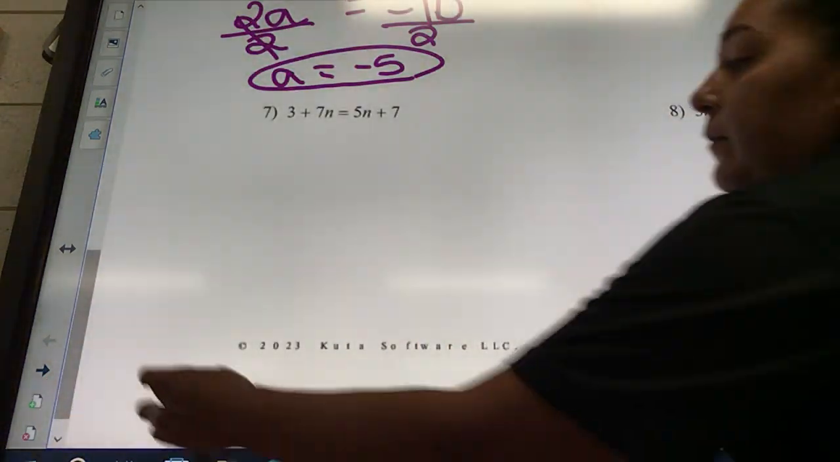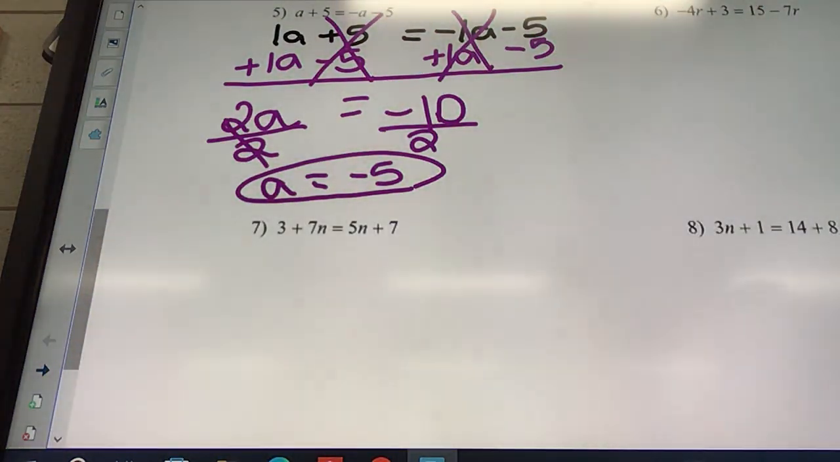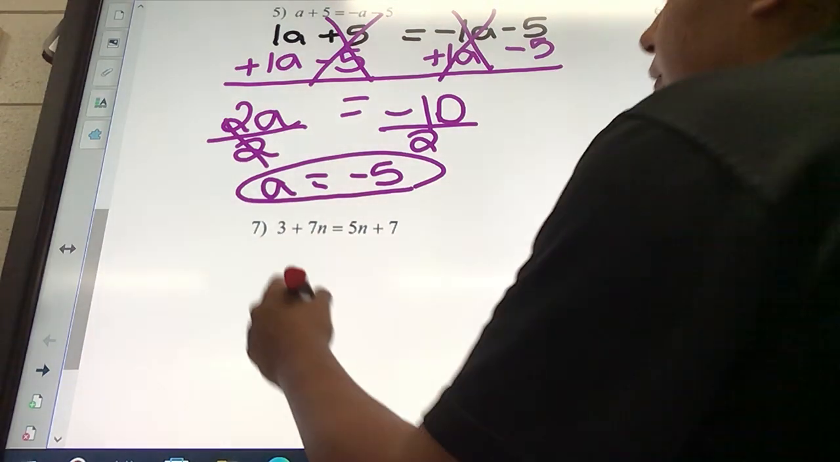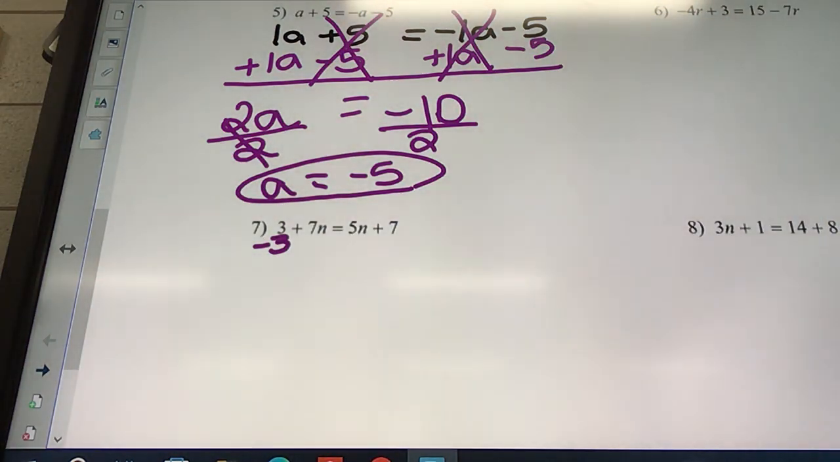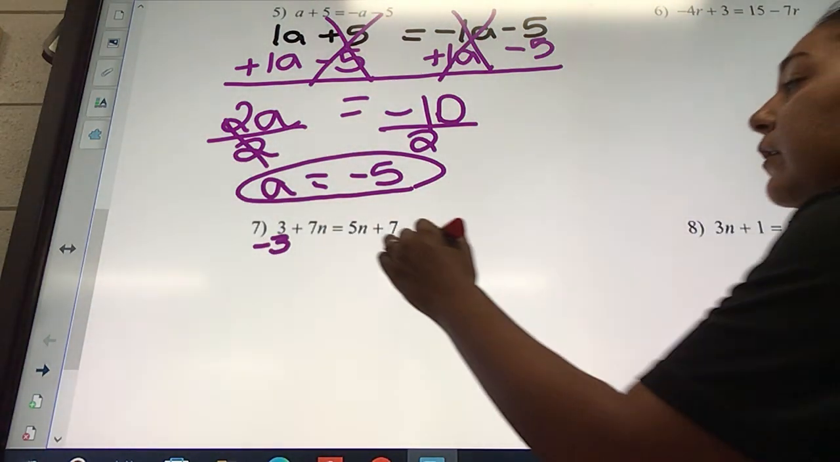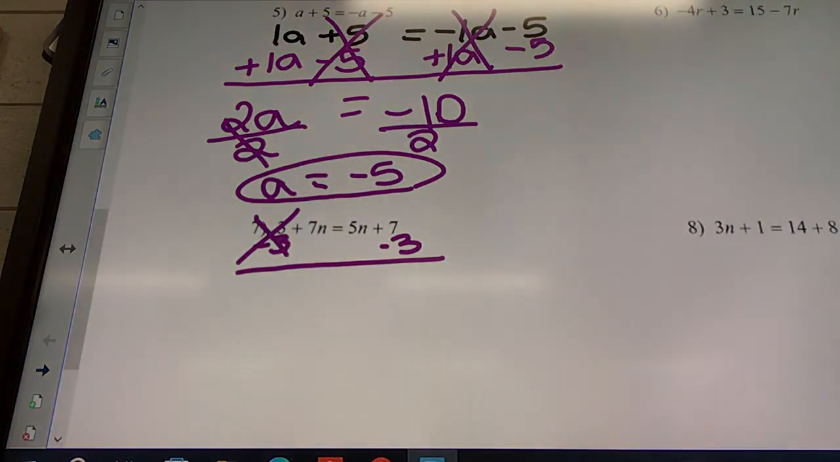Okay, 7. Sorry. 7. Is the 3 a letter or a number? A number. So does it need moved or no? Where do numbers go? The right. To the right. So it does need moved. Okay, so we're going to say minus 3. And what is that going to go under? Under the 7. Good. Okay, what else needs moved?